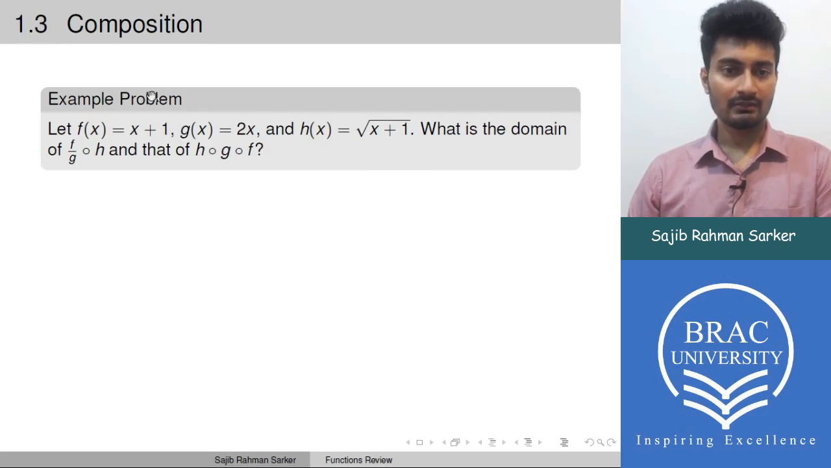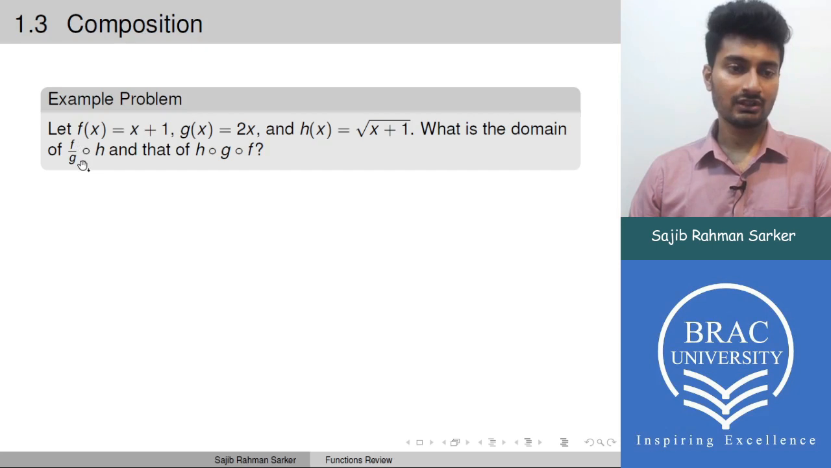The problem statement says that we are given three functions, f of x, g of x, and h of x. What is the domain of this composite function, meaning the domain of these composite functions? So we want to compose this function using these three functions. Now let's focus on the first case. f over g composed with h.